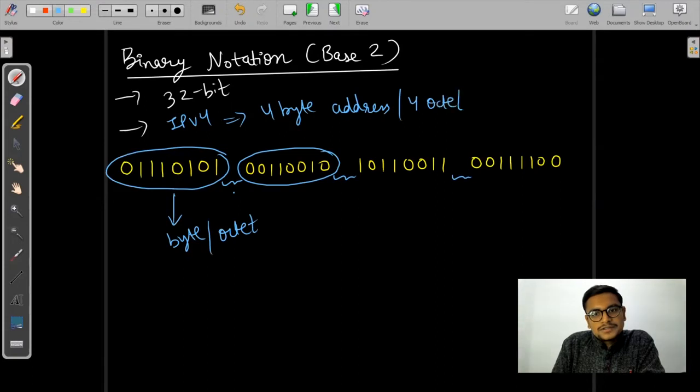or 4-octet address. So we can say an IPv4 address is a 4-byte address and a 4-octet address as well. This is very simple, very basic, like binary representation and binary notation.